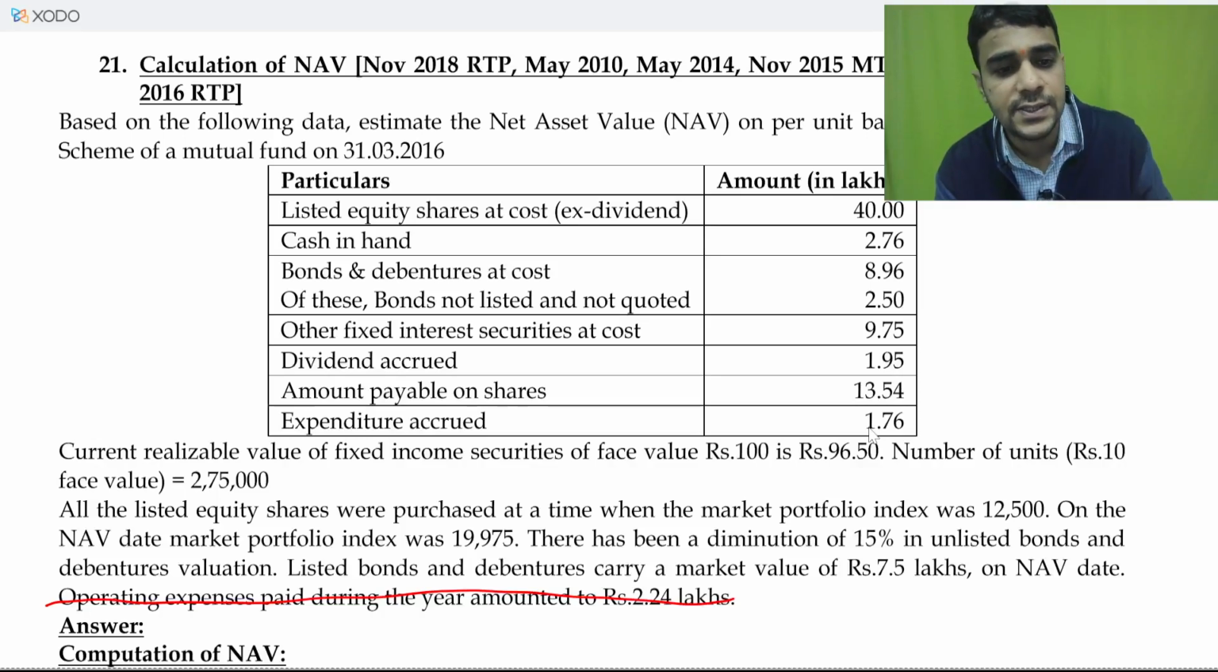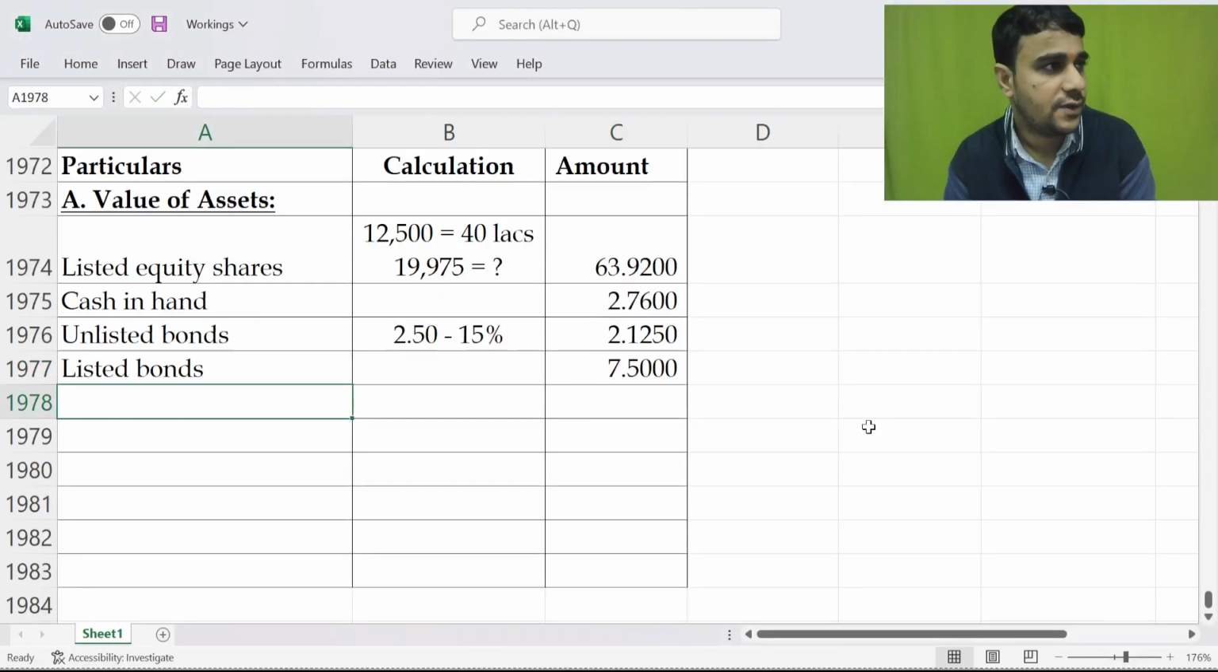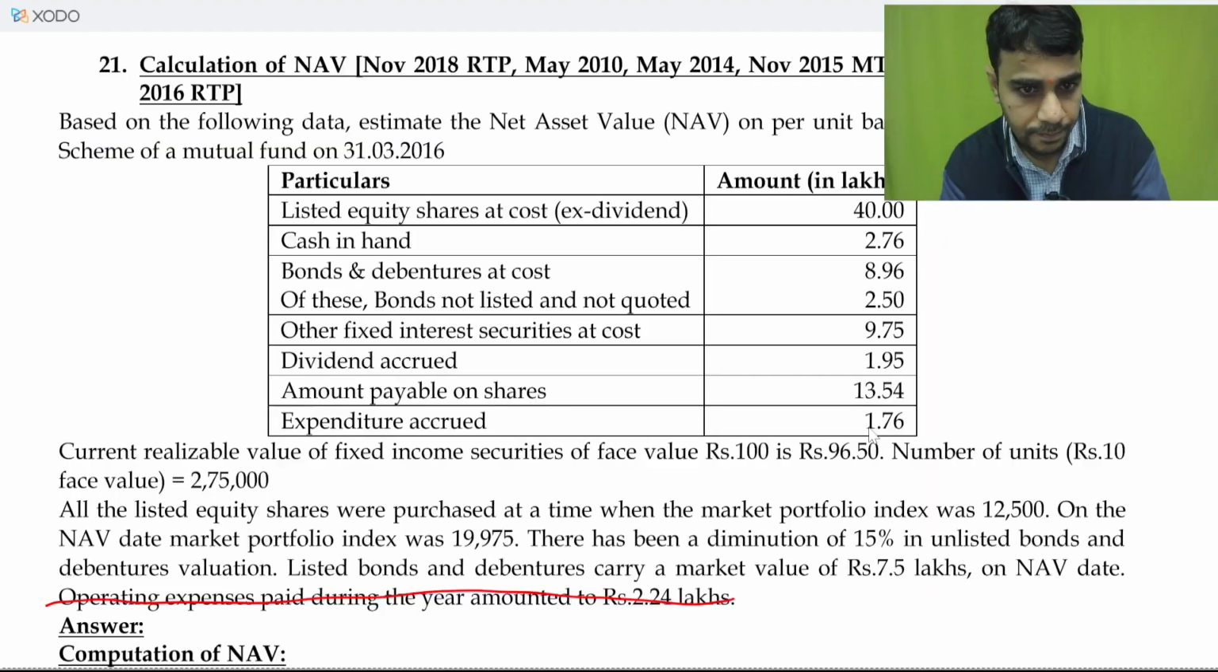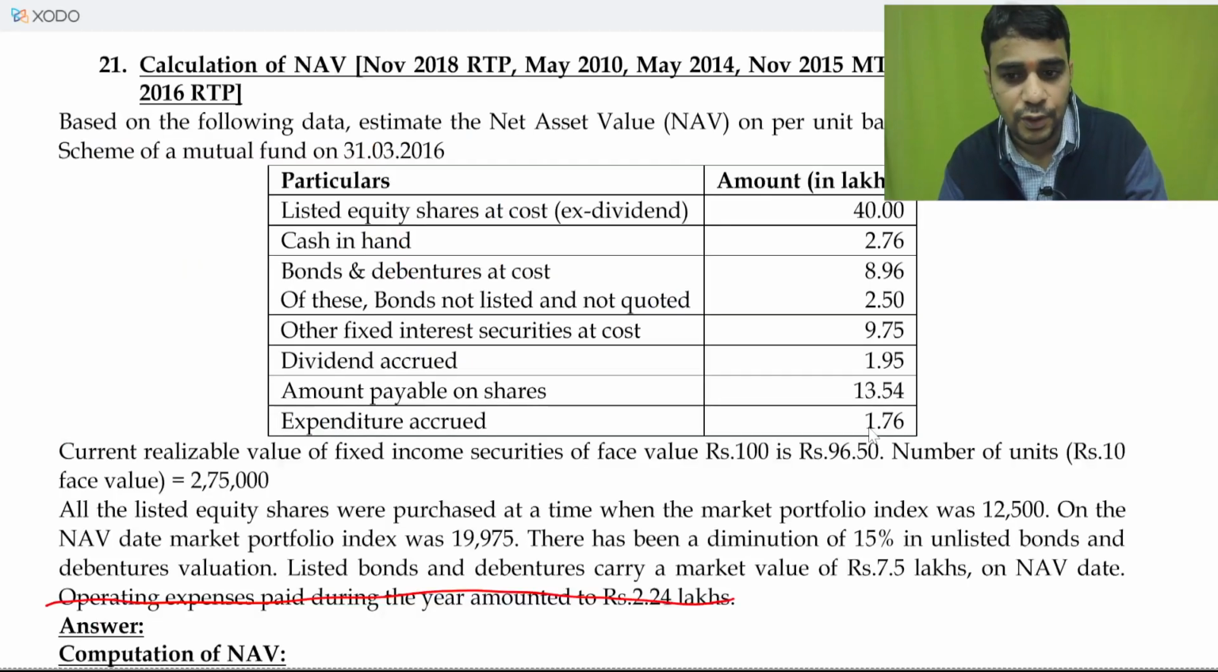Any information on listed bonds? Value of how much? 7.5. They carry a value of 7.5. Listed bonds is 7.5. Next is other fixed interest security. If nothing is given, follow that number. If something is mentioned, let me know what they are mentioning. Anything mentioned about other fixed interest security?